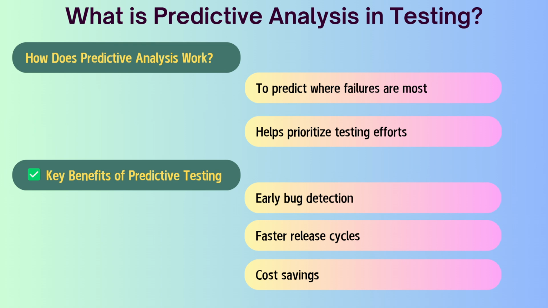So imagine you are working on an e-commerce application. AI analyzes past sprint data and predicts that changes in the checkout module have introduced 70% of the defects. Based on this, your team prioritizes testing that feature first, preventing potential issues before they can appear.